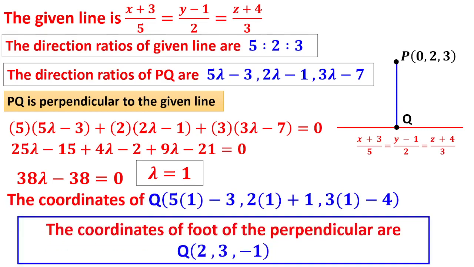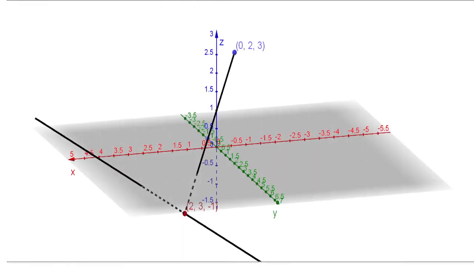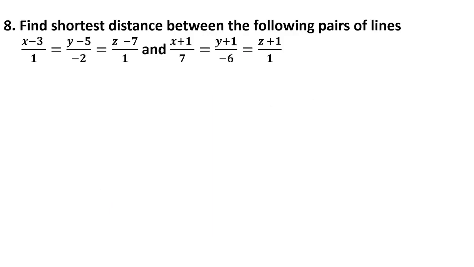Note down, there are only 3 steps. Step number 1, take the line, find the general point, call it Q, find the direction ratios of PQ, multiply it with the direction ratios of the given line, equate it to 0, get the value of lambda or k, whatever may be, and obtain the foot of the perpendicular. Let me show you in the three-dimensional diagram now, the foot of the perpendicular (2, 3, -1) for the given line.